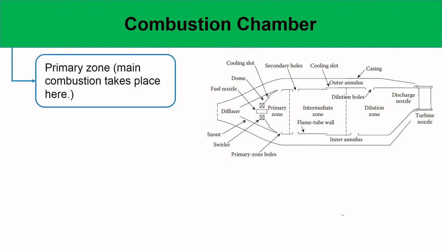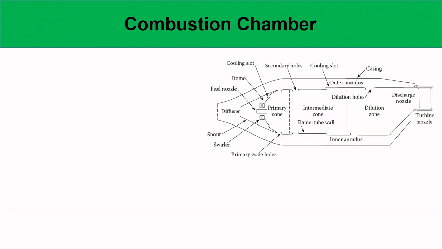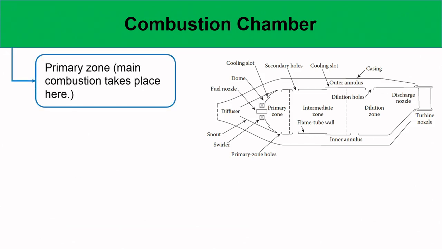Okay, so next let us go into the combustion chamber itself. As you have seen, this is a schematic of this part. The flow coming from the diffuser comes in and gets divided into the outside cooling flow and the main flow that goes into the dome. You see that here at the center you have the fuel nozzle, the fuel will be coming from here and gets injected.